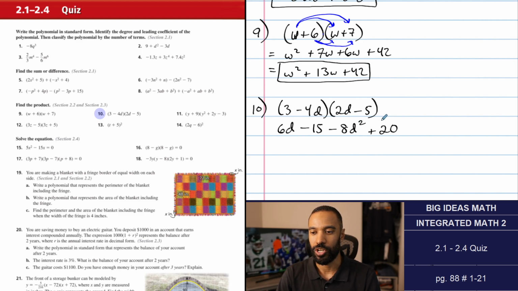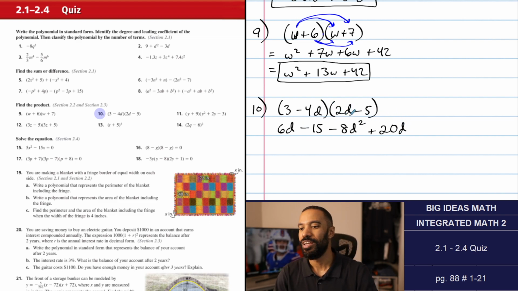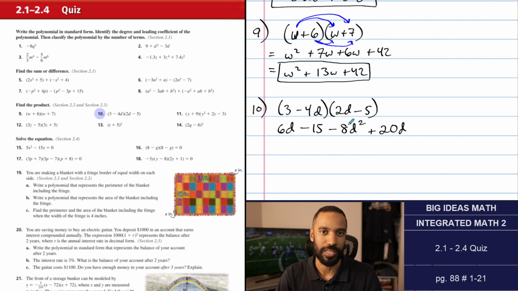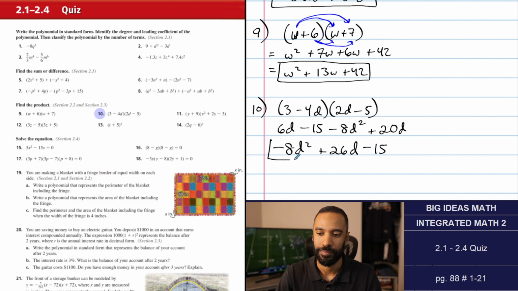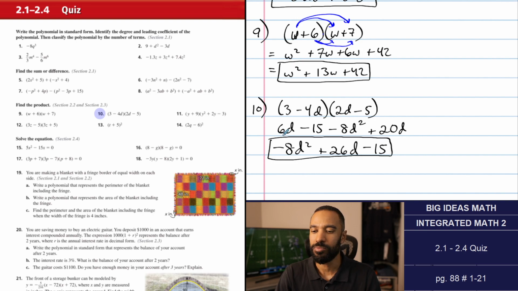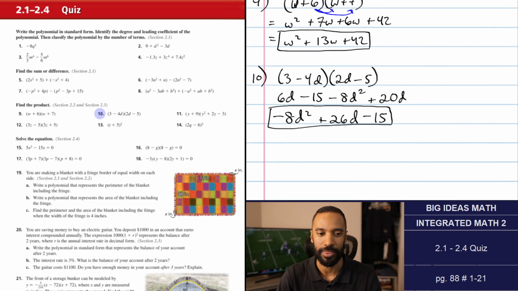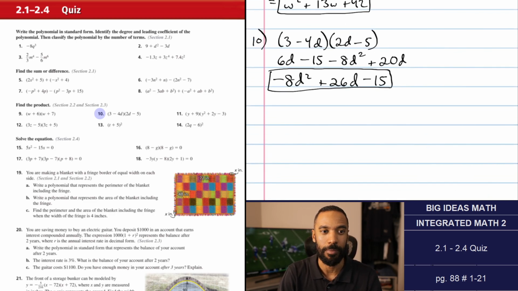Now, I want to not only combine like terms, but I also want to get this thing in standard form. Am I missing anything here? 6d. Oh, sorry, 20d. Oops, see, now I forgot something. Okay, I want to combine like terms, but I also want to get this thing in standard form. Negative 8d squared is going to be the first term, and then 6d plus 20d gives you 26d, and then negative 15. Okay. That one becomes a little more clear I messed something up. I'm so used to my last term being a constant that it's just force of habit there. So, I really like standard form, and this was not that, at least not to begin with. So it gets a little hectic when it's not.